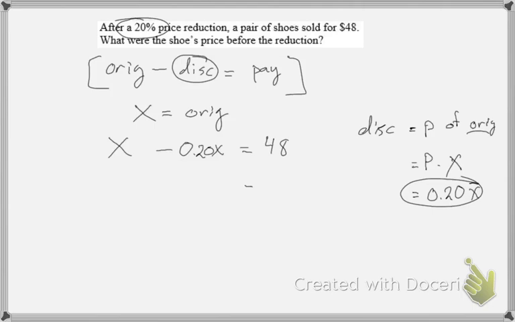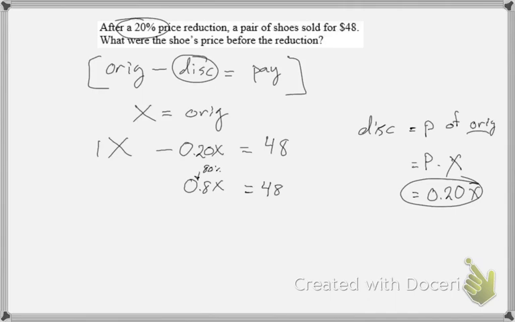So on the left-hand side, I've got some like terms. I'll combine those. I have 1x minus 0.2x is 0.8x. And if I stop for a second and think about that, 0.8 of something is like having a percent of that thing. 0.8 is the same as 80%. So really what I'm saying is that 80% of the original price is equal to what was paid. And that makes sense because 100% minus 20% is 80%.